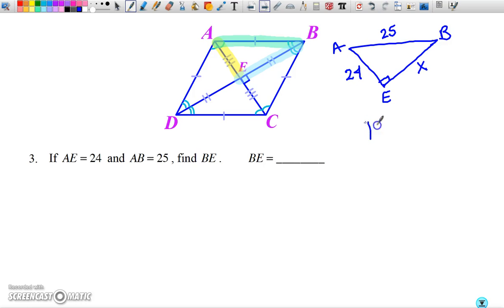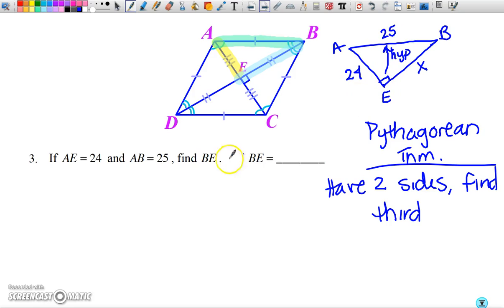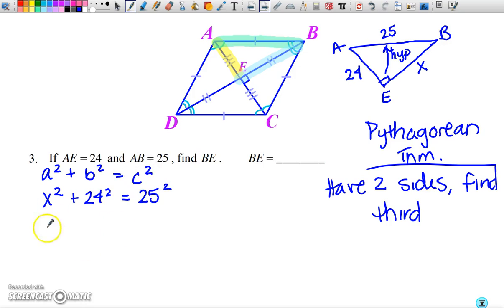Well, since you have two sides and you're looking for the third, we're going to use the Pythagorean theorem because you have two sides. So have two sides, find third. Okay, so this one is your hypotenuse because it's across from your right angle. So we take x squared plus 24 squared and set that equal to 25 squared. So remember that's your a squared plus b squared equals c squared. So we end up with x squared plus 576 equals 625.